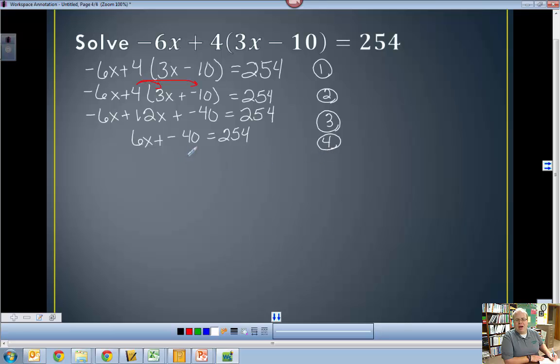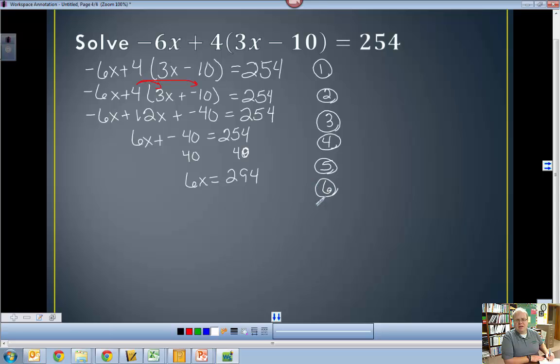Now I need to move my constant term to the other side. I'm going to add the opposite. Opposite of a negative 40 is a positive 40. So now I have 6x equals 294. So that was step 5.